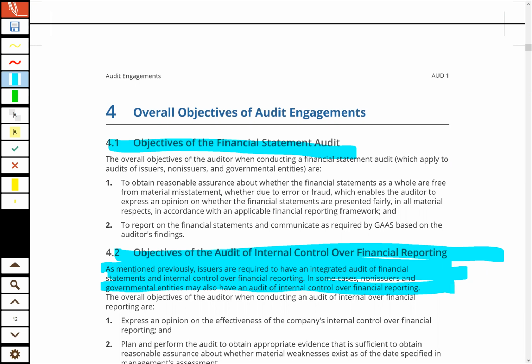So anyway, reining it back in a little bit closer to what we're talking about for the CPA exam. Key thing to remember right now, opinion on internal control required for public companies, not required for non-public companies, for non-issuers. Okay.